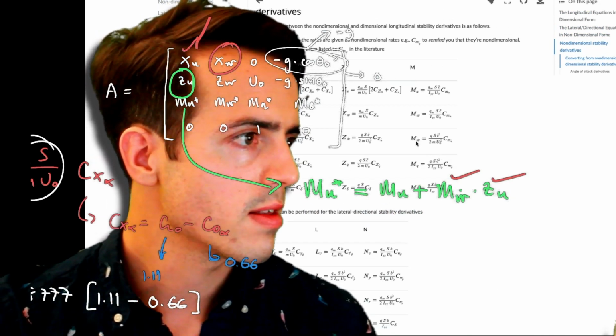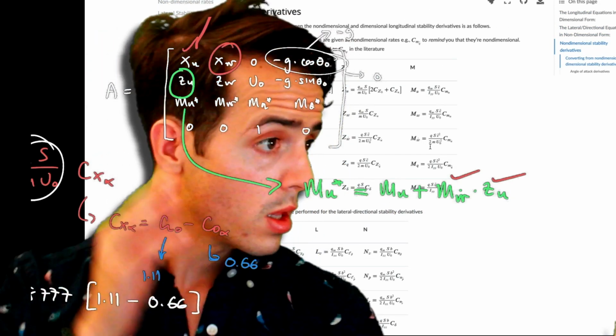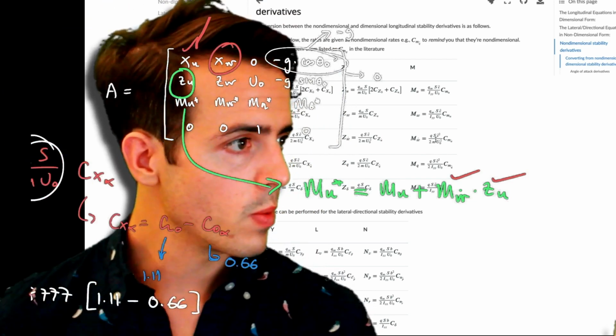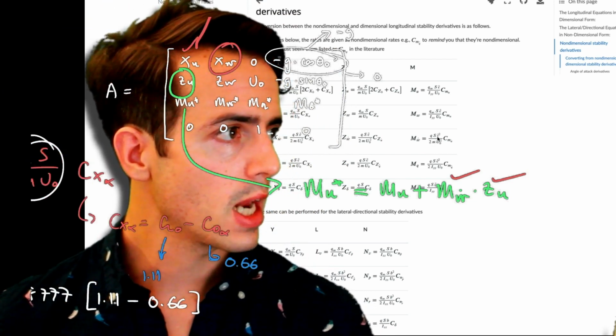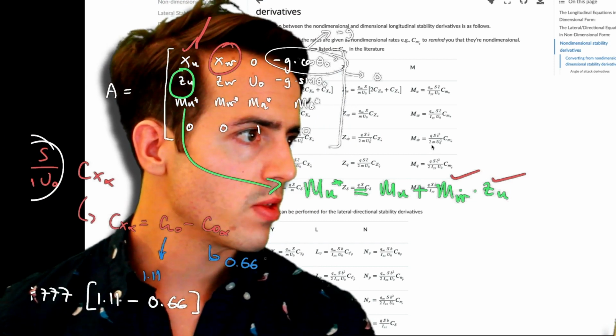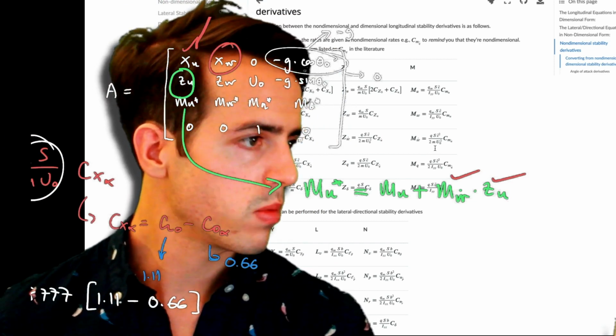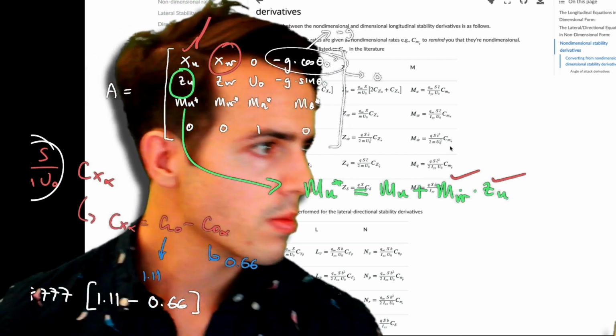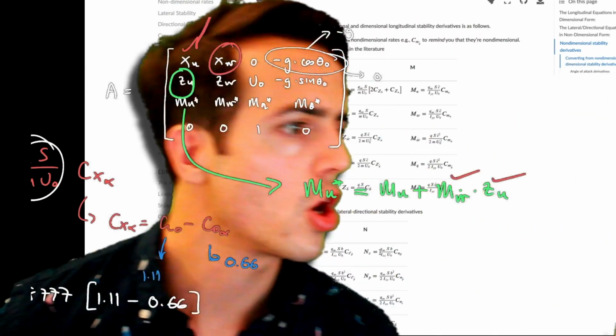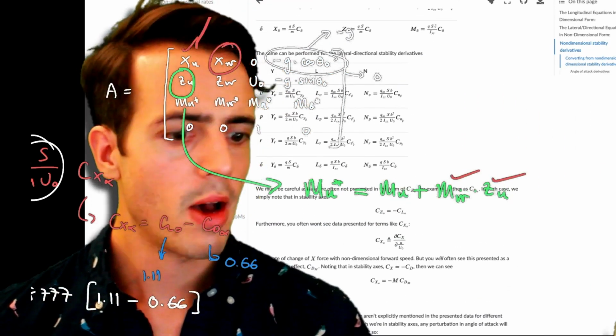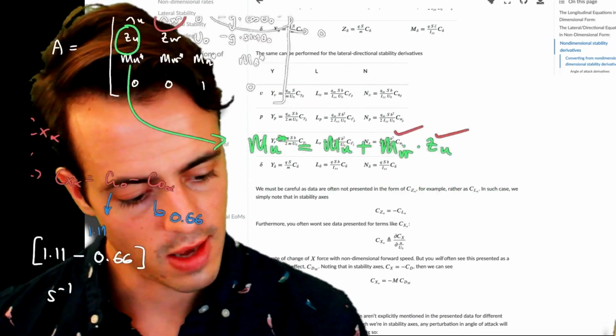Here, Mw dot is equal to q, the dynamic pressure, multiplied by the wing area multiplied by the mean aerodynamic chord squared, divided by 2 times the mass multiplied by the flight speed squared, multiplied by Cm alpha dot. Cm alpha is just a term that we are given in here.